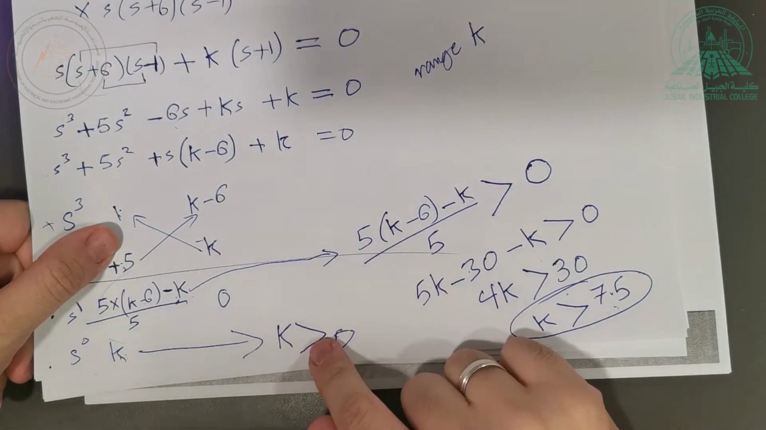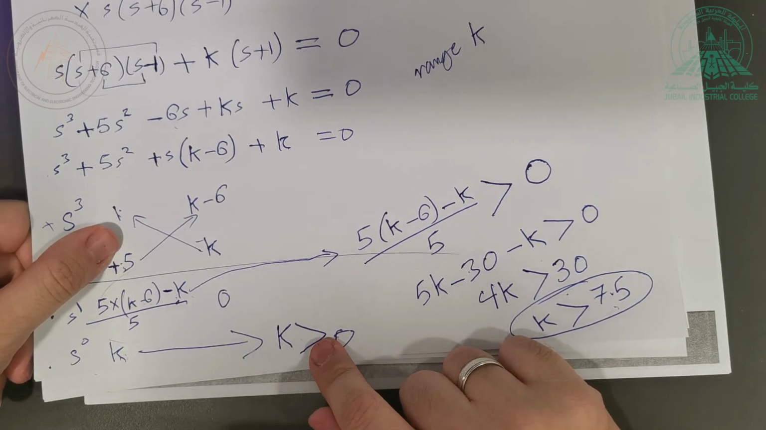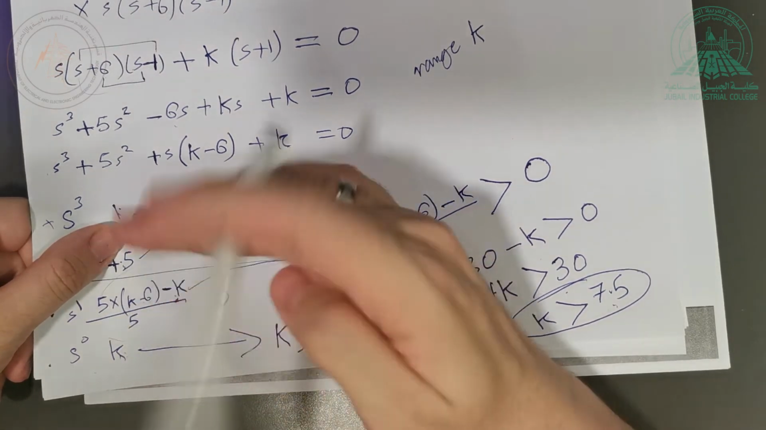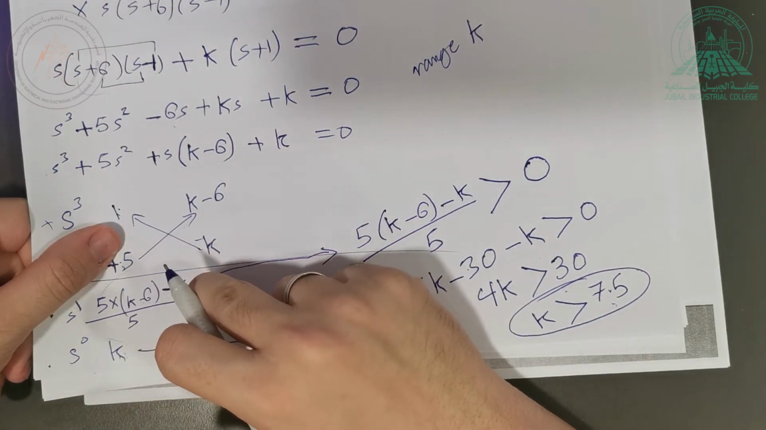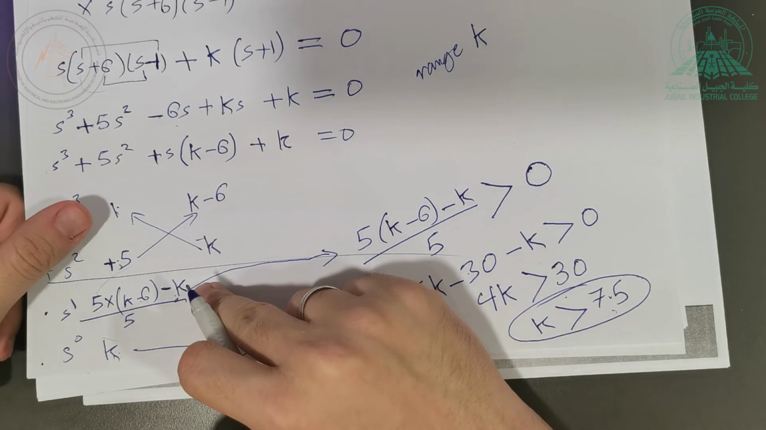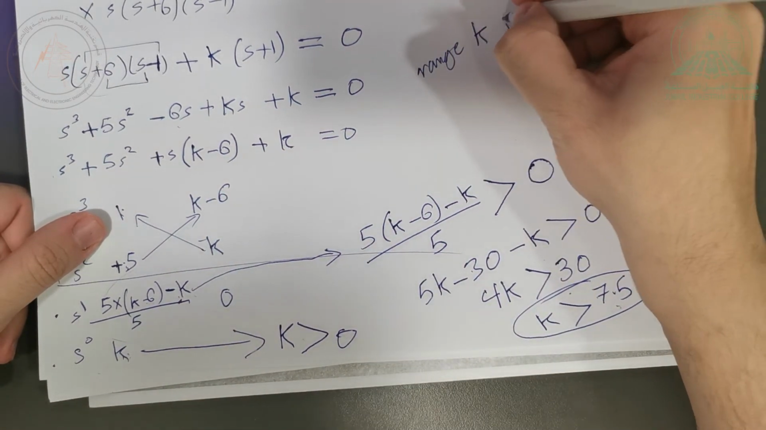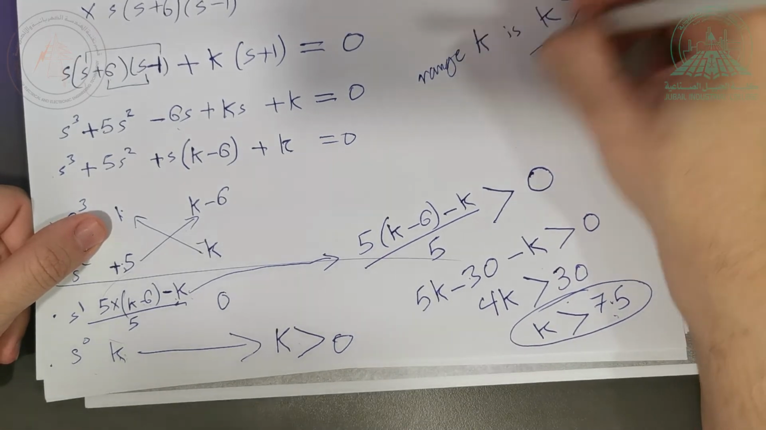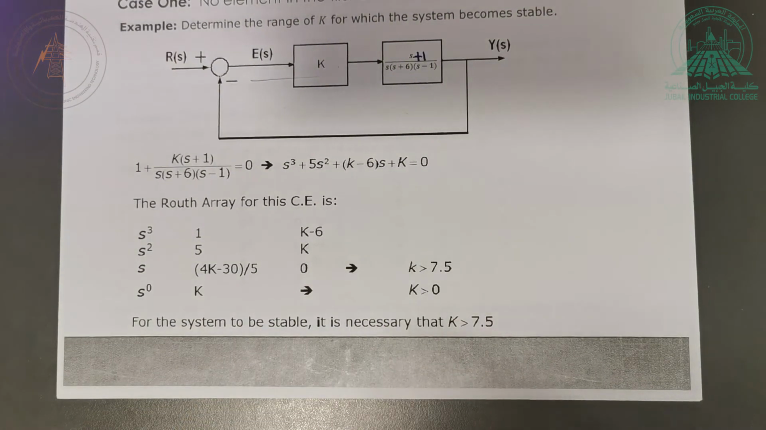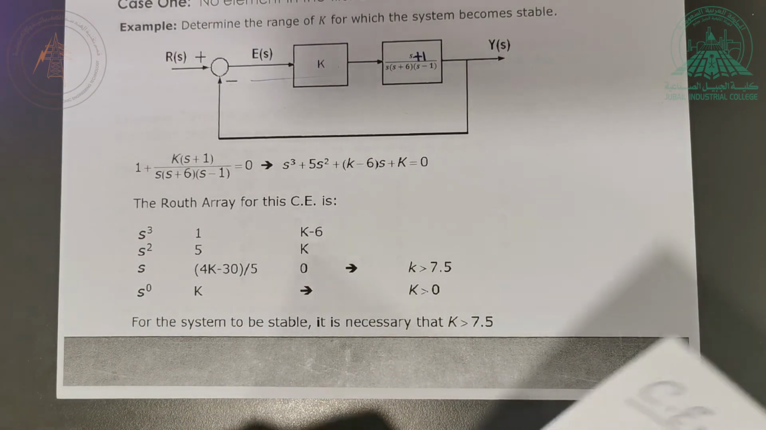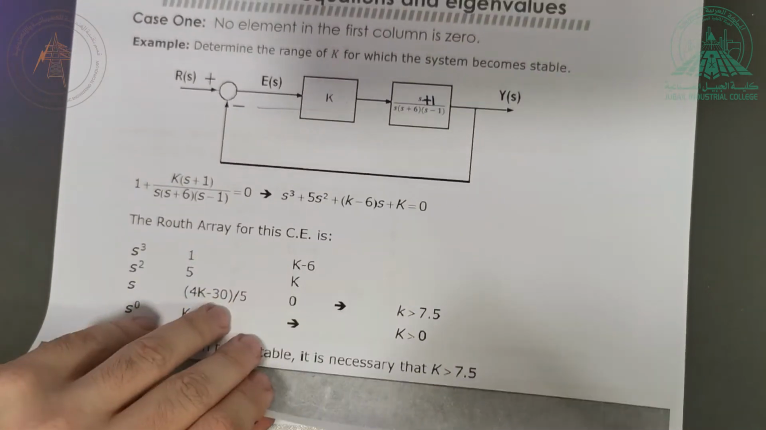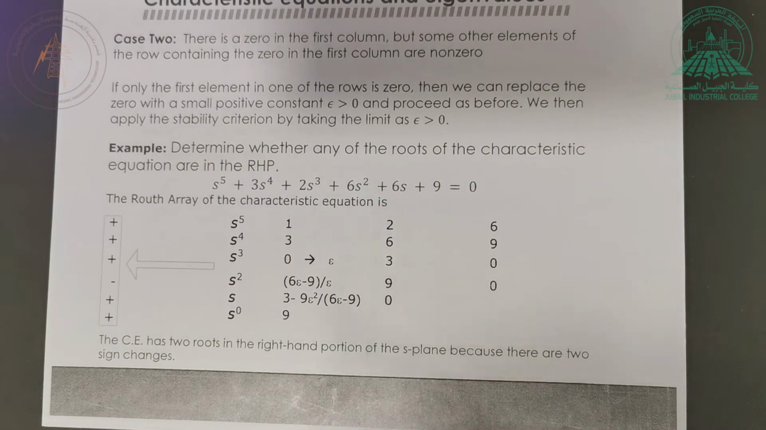But if I chose, for example, k equal to 1 or 2 or 3 or 4 or 5, anything below 7.5, this will become positive, but this will still be negative. So it will not solve my issue. So the range of k is k has to be greater than 7.5. Okay, k has to be greater than 7.5 in order to make the system stable with the controller. Right, let's move to the next example.